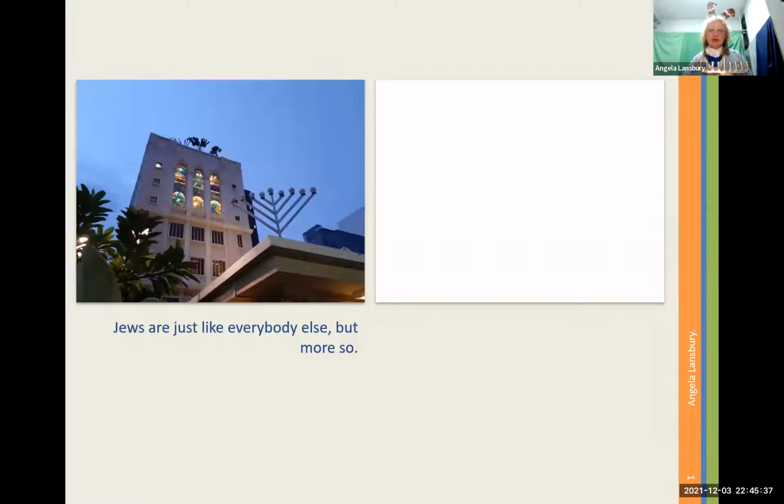Can you see me as well? Yes, we can see you at the corner. We can see you in the drop-down view. Excellent.